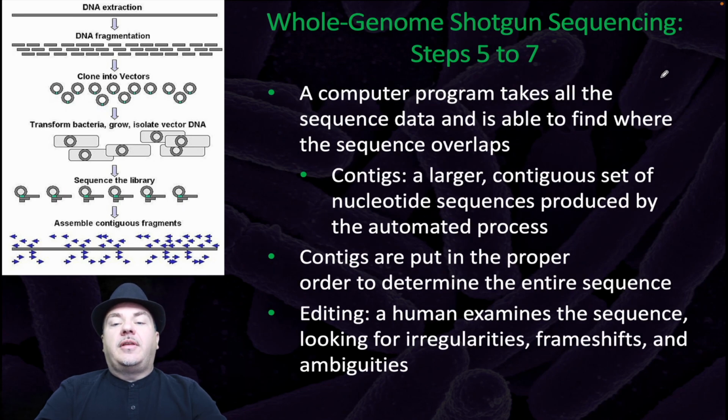A computer program then takes all the sequence data and is able to find where the sequences overlap. Contigs are larger continuous sets of nucleotide sequences produced by this automated process. Contigs are put in the proper order to determine the entire sequence. Then a human manually examines the sequence, looking for irregularities, frame shifts, and ambiguities.